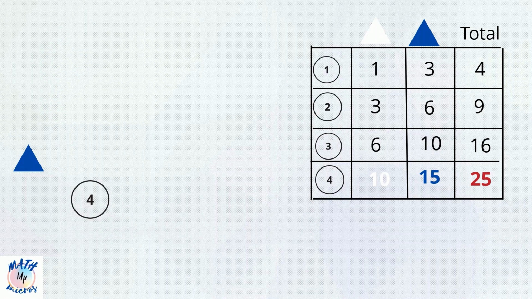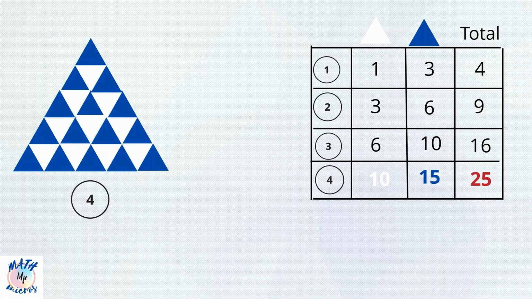Let's check if it is the same number in the figure as well. Okay, when you count, it's going to be 1, 2, 3, 4, 5, 6, 7, 8, 9, 10. 10 white and 1, 2, 3, 4, 5, 6, 7, 8, 9, 10, 11, 12, 13, 14, 15. 15 blue triangles are there. Yeah. Alright.